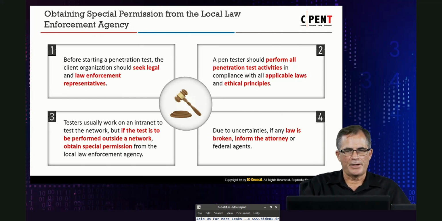If you have to, there might be a time when you have to get permission from the local law enforcement agency. Make sure that you have legal involved, and make sure you're following the laws in the jurisdiction where you're doing the testing. If you're doing a test on the internet, make sure it's an actual network where you have permission to test it. If there's any uncertainty in the law, make sure the attorney or somebody knows that you might have inadvertently broken a law in the jurisdiction. But hopefully number 4 never happens, because for 1 through 3 you do your due diligence. As long as you know the jurisdiction and you're familiar with the laws and principles of that jurisdiction, you should be okay.